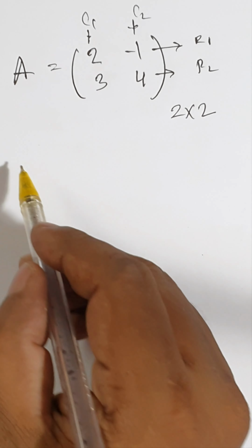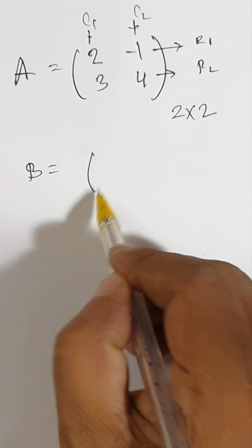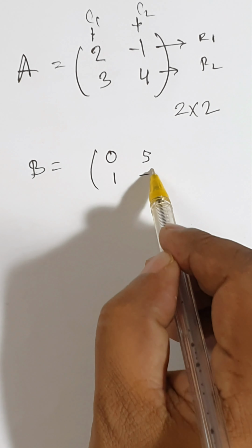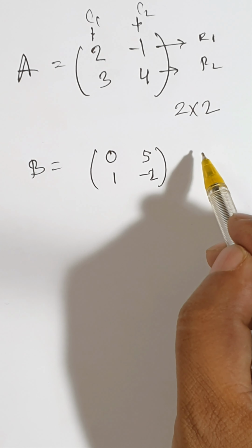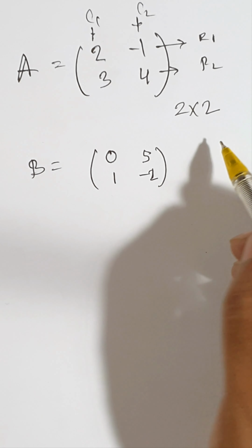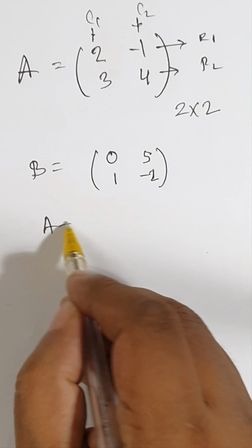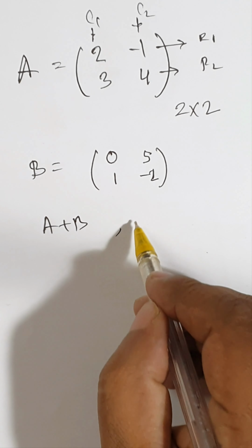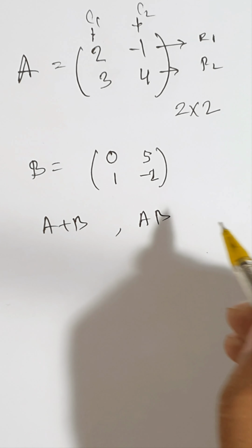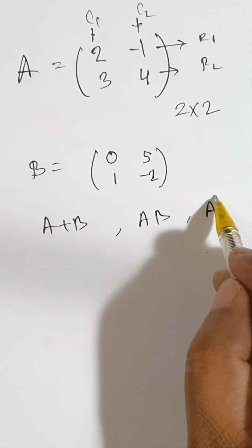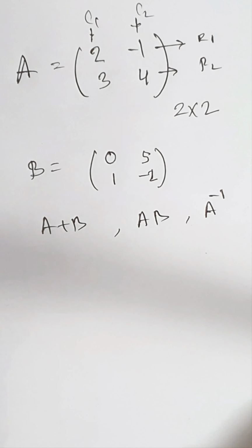Okay, B is another matrix, which we can write as 0, 1, 5, minus 1, minus 2. So this is also a 2 by 2 matrix, since it has 2 rows and 2 columns. Now let us see how to find A plus B, A multiplied by B. If you can manage A plus B, you can also manage A minus B. Then how can we find A inverse? Okay, so let's go to the calculator.